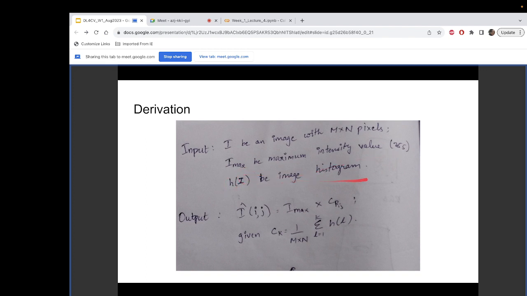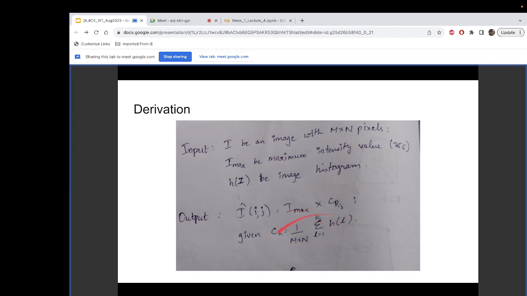And let h of I be the image histogram that we originally have. Now what we want is a histogram equalized image, and to do that, I hat ij is basically your converted image. So what should you do to a given image so that its histogram is equalized? You take the Imax, the maximum intensity value, which is 255 in general, and multiply it with C of I ij. Now what is C? C is nothing but the CDF for the histogram that you have.